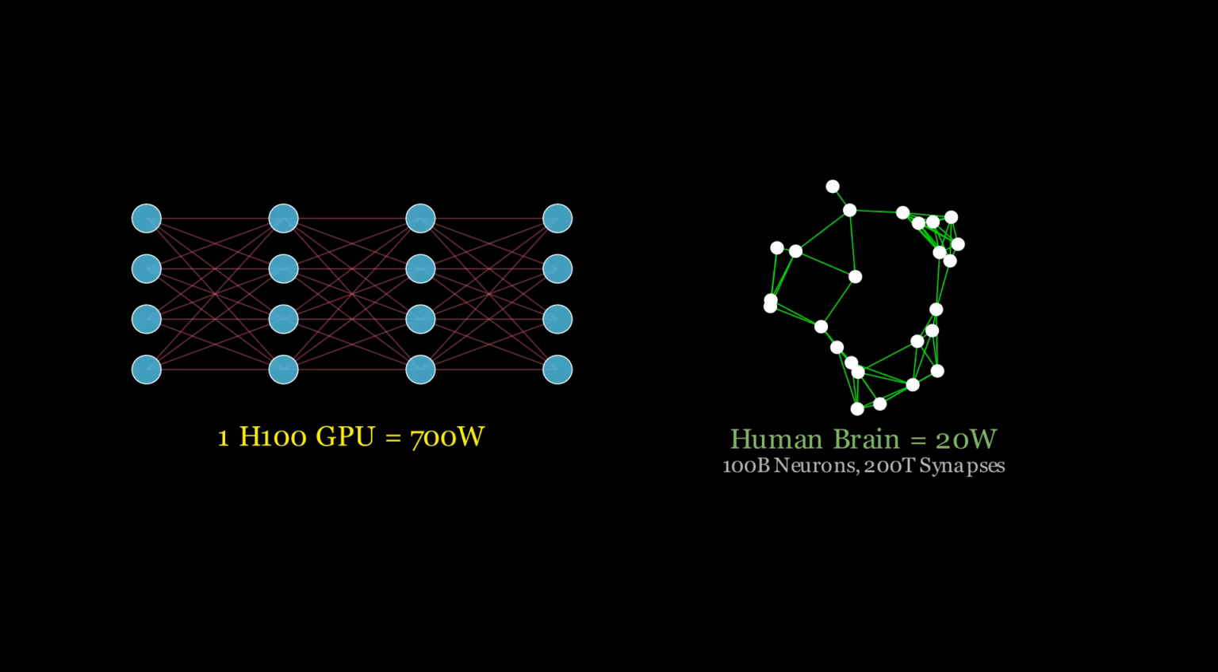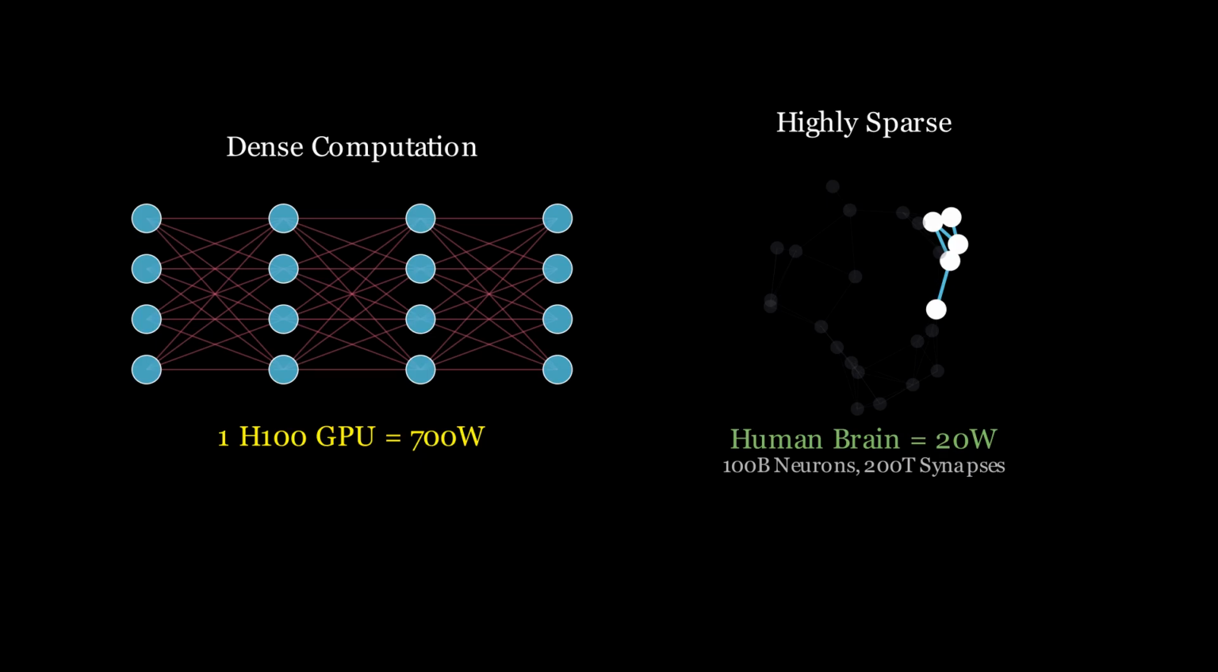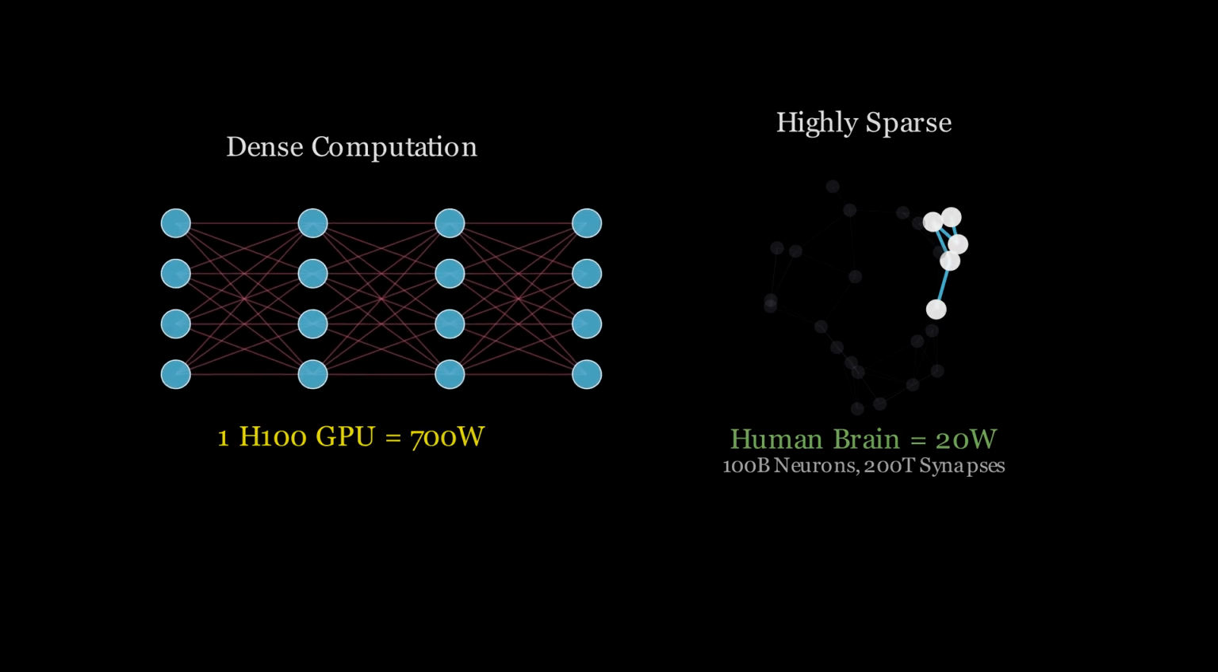How is the brain so unbelievably efficient? The secret lies in how they process information. Standard neural networks are dense. When you give them an input, they perform matrix multiplications across every single weight in the entire system. Your brain, however, doesn't fire every neuron for every thought. It routes information through highly specific neural pathways. Meanwhile, the vast majority of your brain is quietly resting. It's highly parallel and highly sparse.